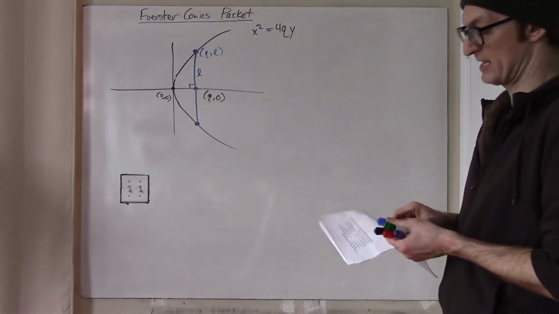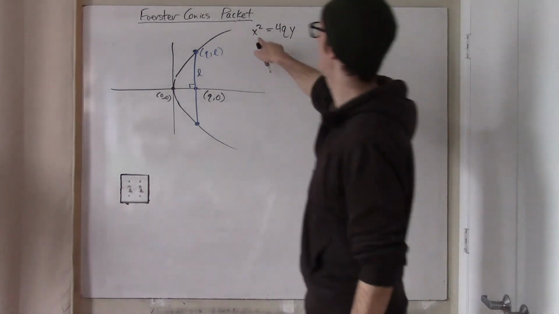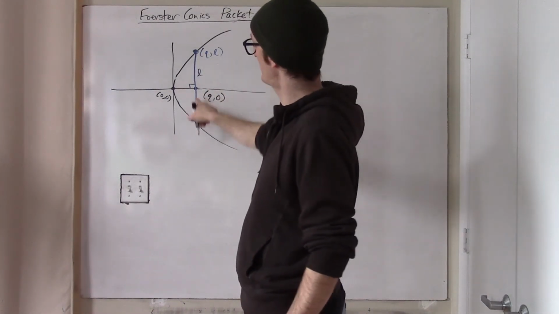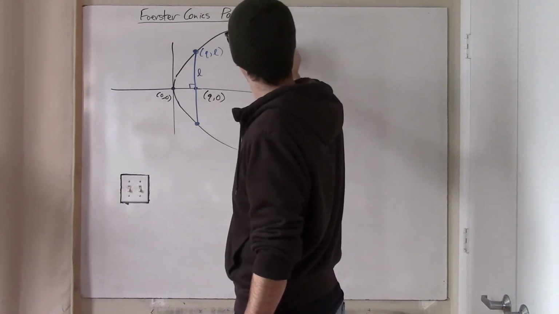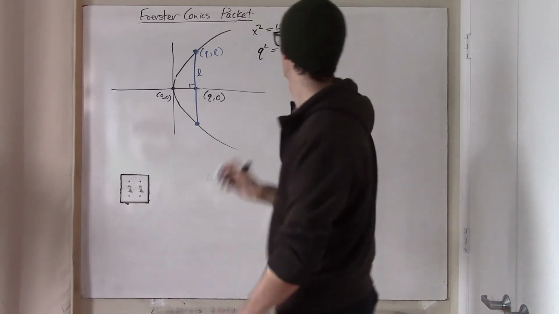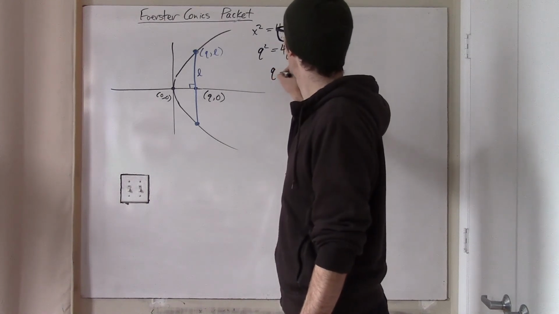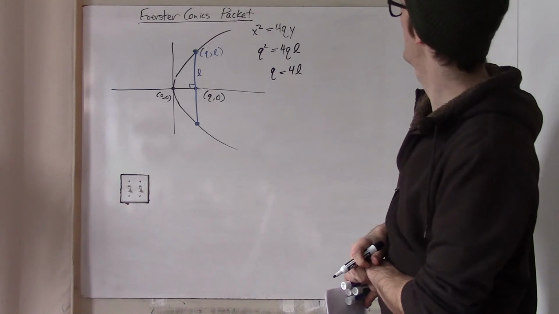And I can just plug in Q comma L. And what do I get? If I plug in Q for X, because this point has to have the same X coordinate as the focus, then I get Q squared equals 4Q and Y is L. So I cancel the Q's, and that gives me Q equals 4L. Wait, something went wrong.